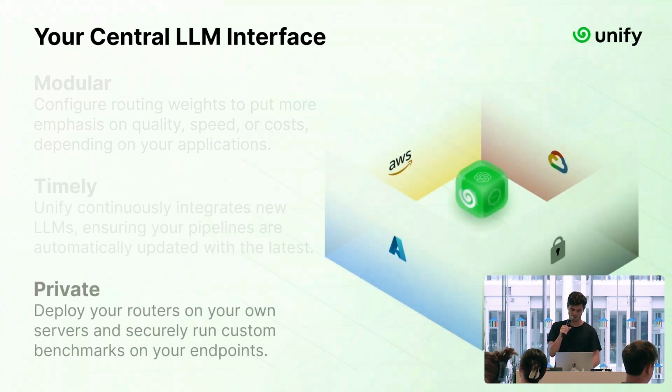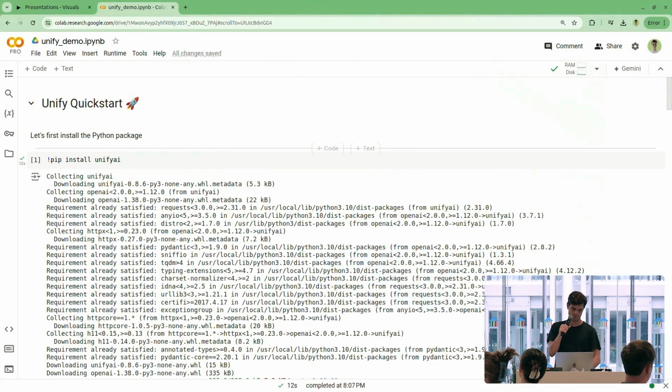So that's kind of in a nutshell what we're doing as a company. But again, bringing things into a slightly more concrete demo. For those that are going to start prototyping with the projects shortly, the way that you can get access to all these models and providers very quickly is just by doing pip install unify.ai.